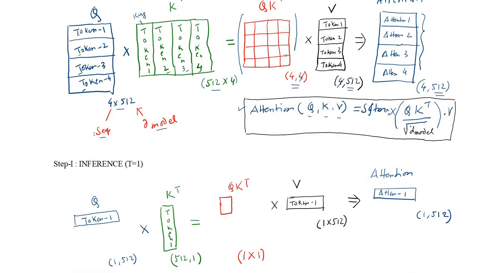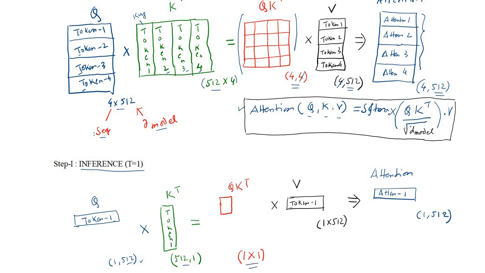It's very interesting. Now in the inference part, the first inference step is that t is equal to 1. So we take the first token of Q, which is 1 cross 512 dimension for this token 1. We do the multiplication with K transpose, whose dimension is 512 cross 1. On top of that we do softmax, where the dimension is 1 cross 1.